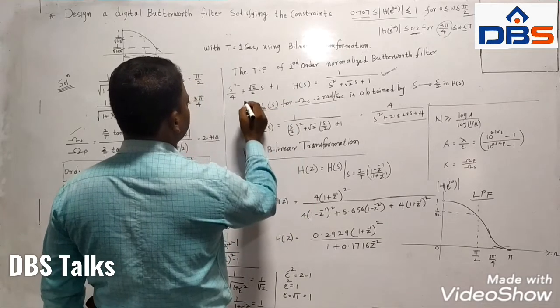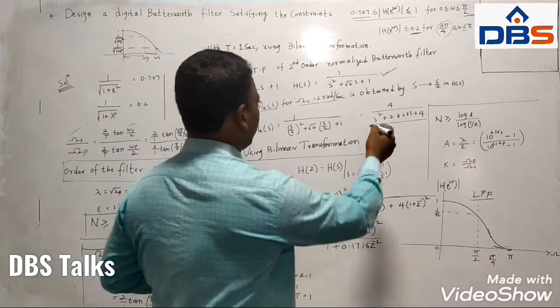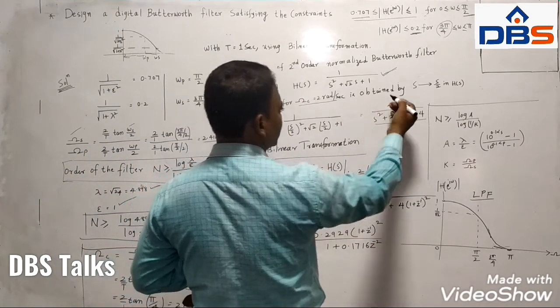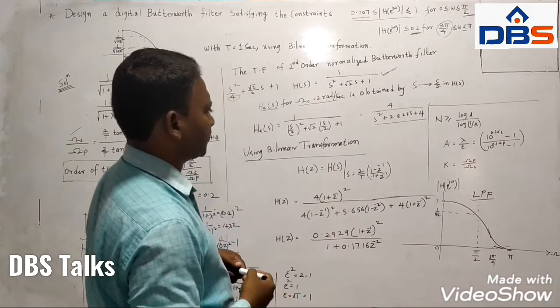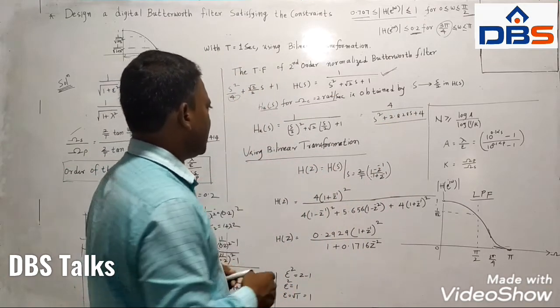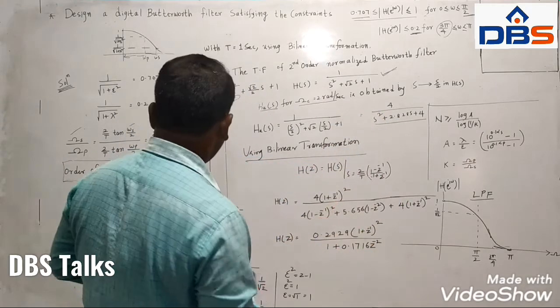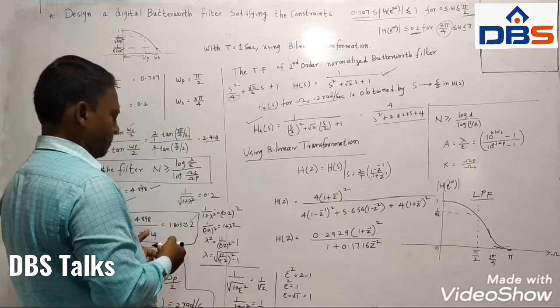So if you simplify this, the LCM you will get is 4, and this 4 comes upside. So 4 divided by s square plus 2.828 s plus 4. That is the analog filter transfer function. Now it is simple: we got the analog filter transfer function using the cutoff frequency.